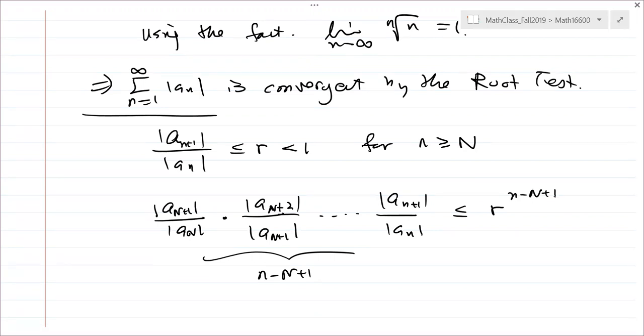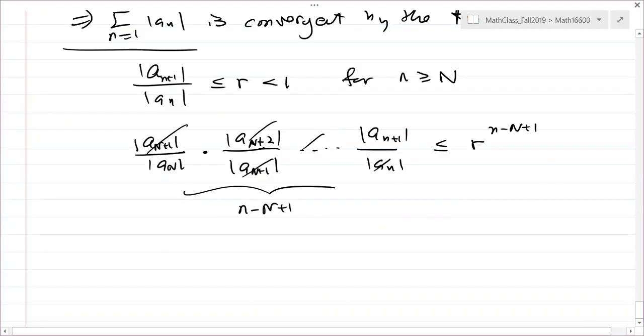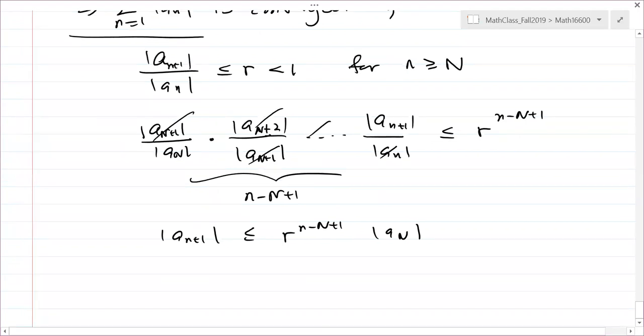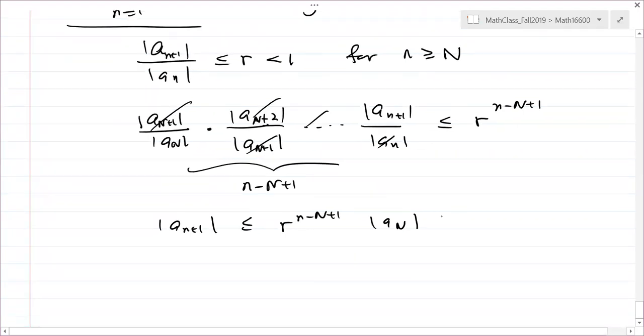And then you will see they're all canceled out. So you will only get... capital N is fixed. That's why you have this so-called geometric series, and you can express it in that form. Okay, that constant is fixed. This is true for n greater than capital N.